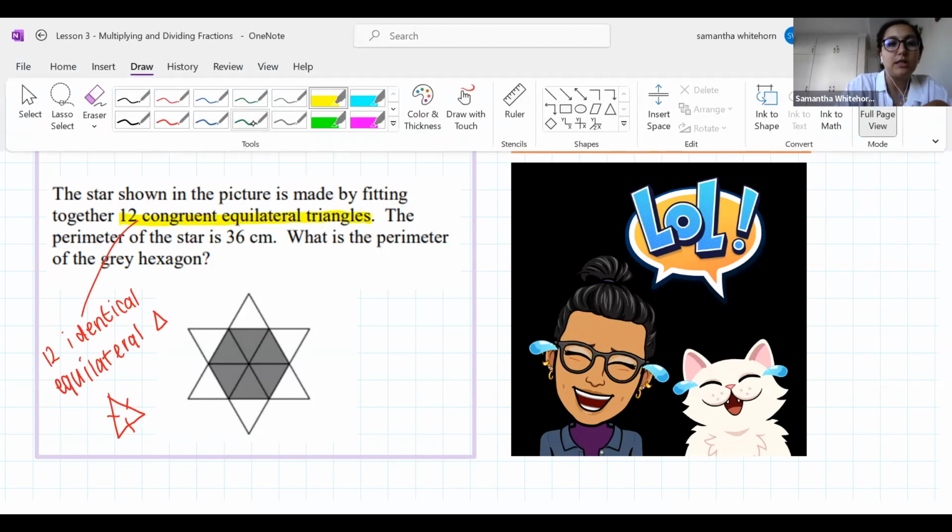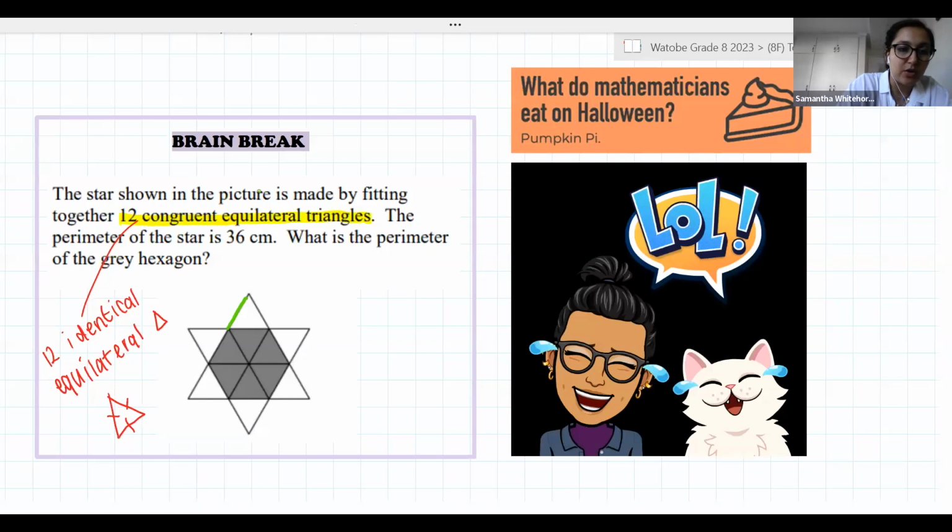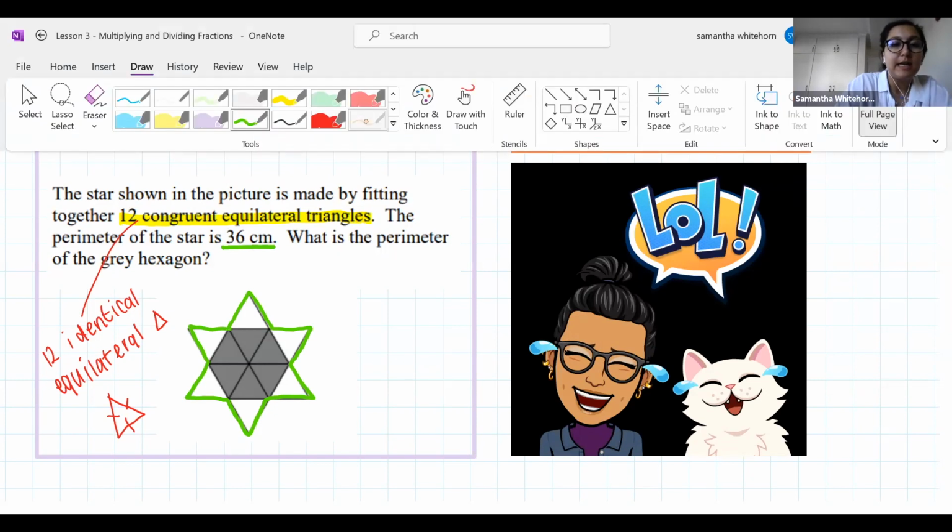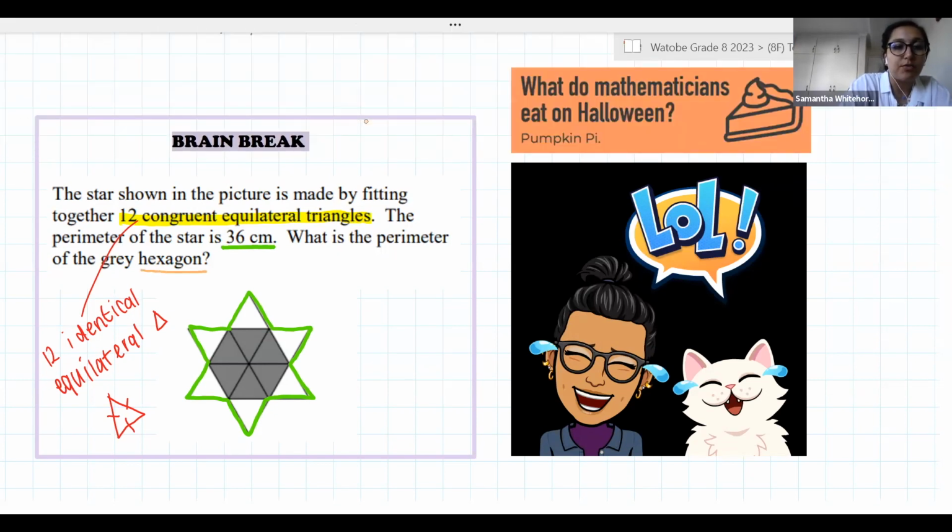I've then gone on to tell you that the perimeter of the star is 36 centimeters. So if we go and follow along this green outline, remember that's perimeter. This green outline, this perimeter of the star, has a length of 36 centimeters. My question to you tonight is what is the perimeter of the gray hexagon.